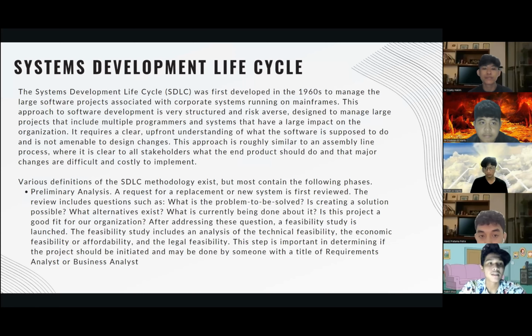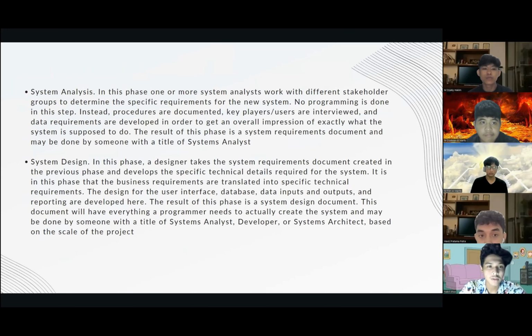The second is system analysis. In this phase, one or more system analysts work with the different stakeholder groups to determine the specific requirements for a new system. No programming is done in this step. Instead, procedures are documented, key players or users are interviewed, and the data requirements are developed in order to get an overall impression of exactly what the system is supposed to do. The result of this phase is a system requirement document and may be done by someone with the title of system analyst.